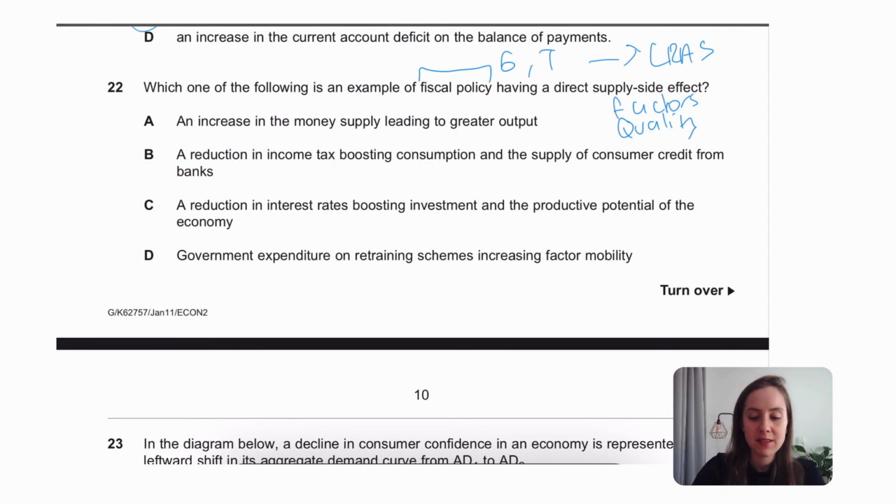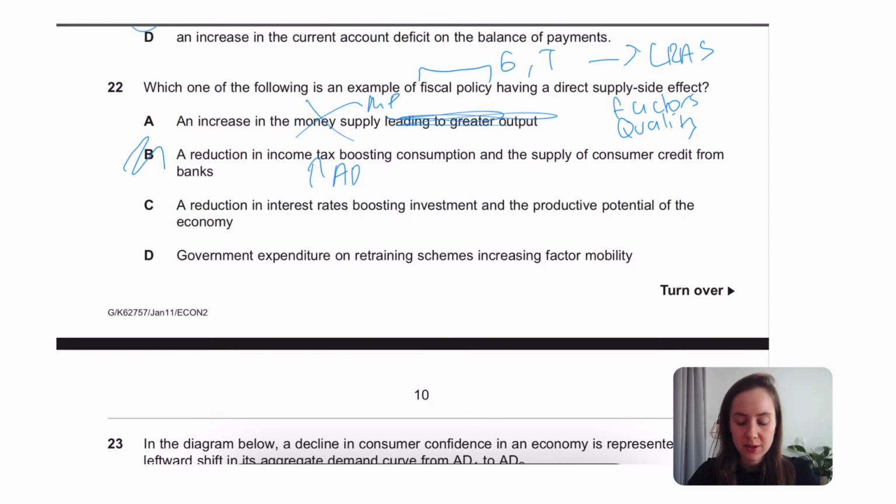An increase in the money supply, that is just not fiscal policy. So I'm just going to cross that out. That's monetary policy. A reduction in income tax, fiscal policy. And the supply of consumer credit. Okay, they're talking about consumption, credit, loans. That sounds to me like it's going to increase AD because it increases consumption. So I think that this one's pretty unlikely.